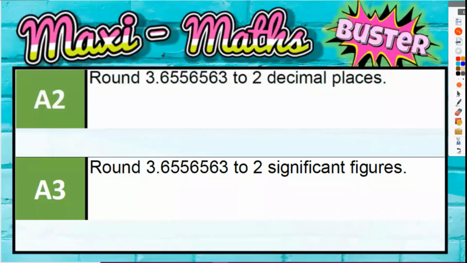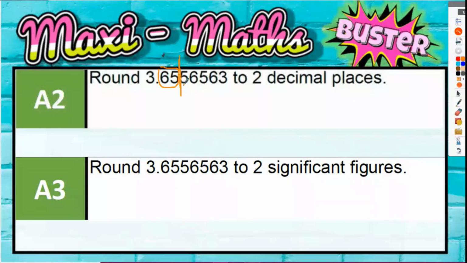So it makes sense to look at decimal places and significant figures together. So the first one, rounding to 2 decimal places. Now, when you're doing 2 decimal places, the first 2 decimal places are the first 2 digits after the point. So in this case, that's the 0.65. So it helps to circle the 0.65 and drop a line after it.